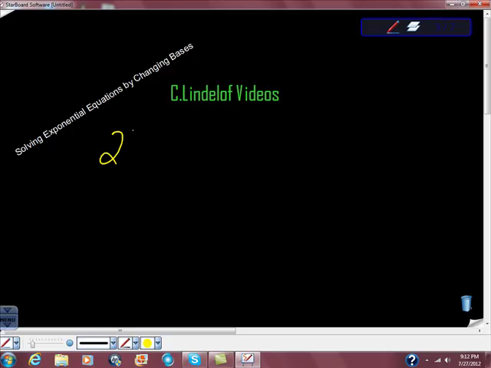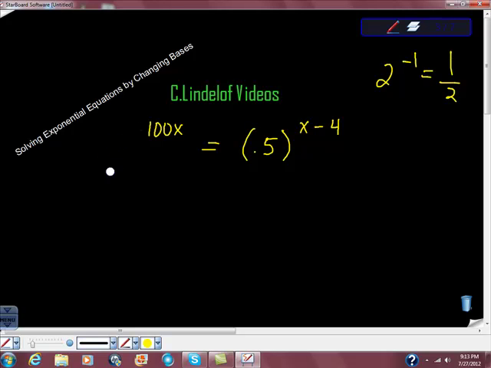So we have 2 to the negative 100x power is equal to 0.5 to the x minus 4 power here. So these don't have the same base, so we can't just drop this. But look, we know that negative exponents create fractions. So if I apply this negative exponent right here, I can take this negative exponent out, right? Because we know that 2 to the negative 1 is equal to 1/2, isn't it? So I just took that negative 1 out here. Now I'm going to put this whole thing to the 1/2.